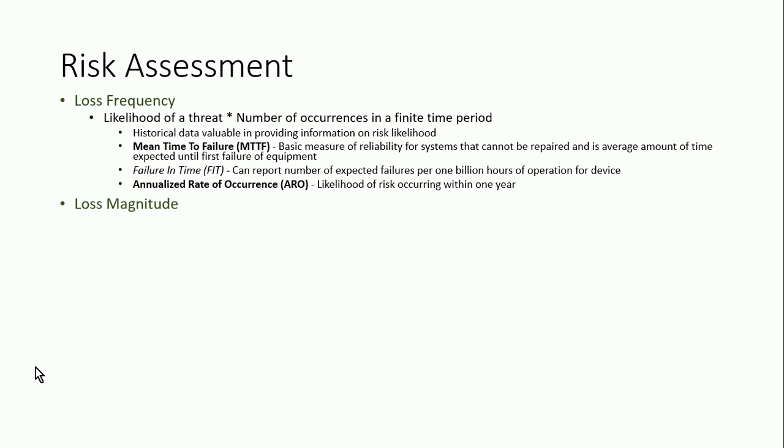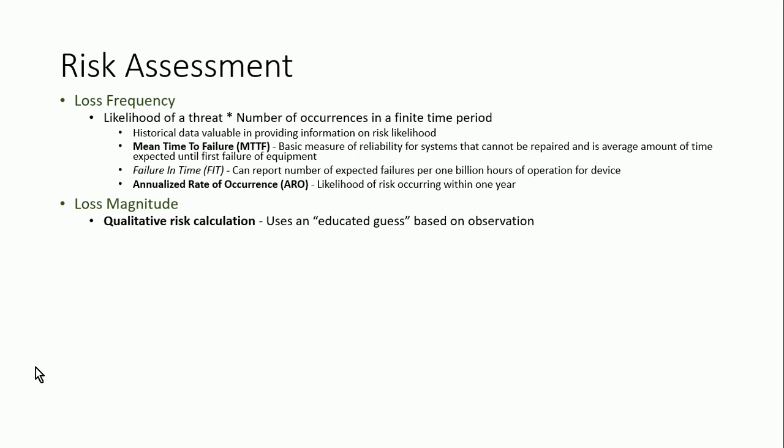So the loss magnitude is the way that we calculate the value of that loss. There are two basic methods to calculate loss magnitude. The first one, and using the word calculate is probably a stretch here, but qualitative risk calculation is using an educated guess based on observations. It's based on your experience. So you really don't know the hard numbers with qualitative risk calculation. You're really using your experience and your background to try to evaluate.